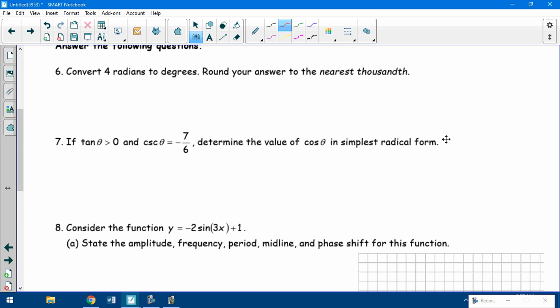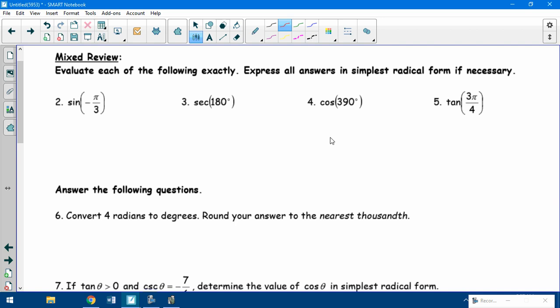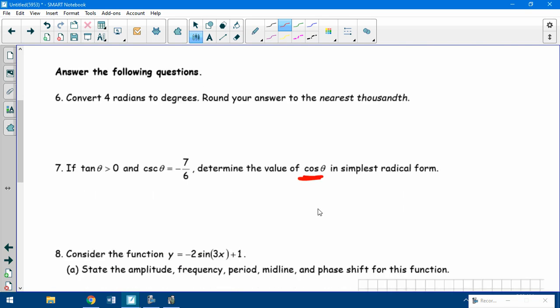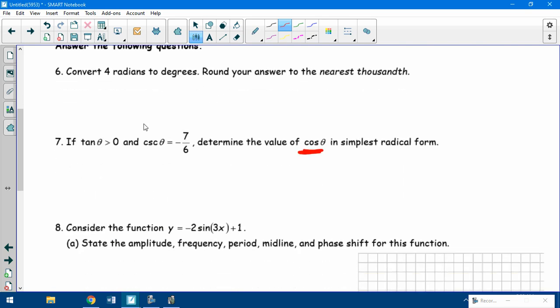Now, whenever they ask you to evaluate a trig function, whether it's one that looks like these up here, or one that looks like this, if it says evaluate or find the value of a trig function, you need to have a picture. Okay, so where do you draw your picture? That's what these two parts tell you. Tangent is greater than 0. So this is where you use All Students Take Calculus. And if tangent is greater than 0, what quadrants can you be in? 1 and 3. They're all positive here, and so is tangent.